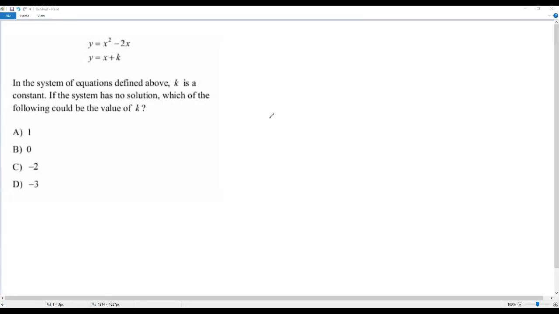Here we have a SAT math problem. Okay, let's go to the question. Here we have a system of two equations. In the system of equations defined above, k is a constant. If the system has no solution, which of the following could be the value of k?